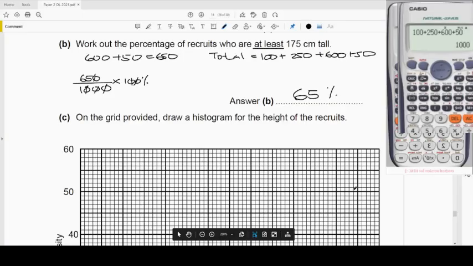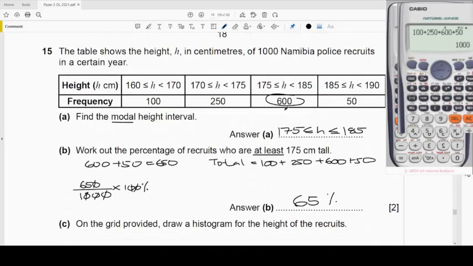Right, now on the grid provided, draw a histogram for the height of the recruits. Now one thing you should take note of with this histogram is that the widths are not the same. This width here for this class or this interval, for example, goes from 160 to 170. So that means the class width is 10. So I'll write it over here. So this is 10. Then this one goes from 170 to 175. So the class width is 5. This one 175 to 185, so the class width is 10, and this one 185 to 190, it is 5.